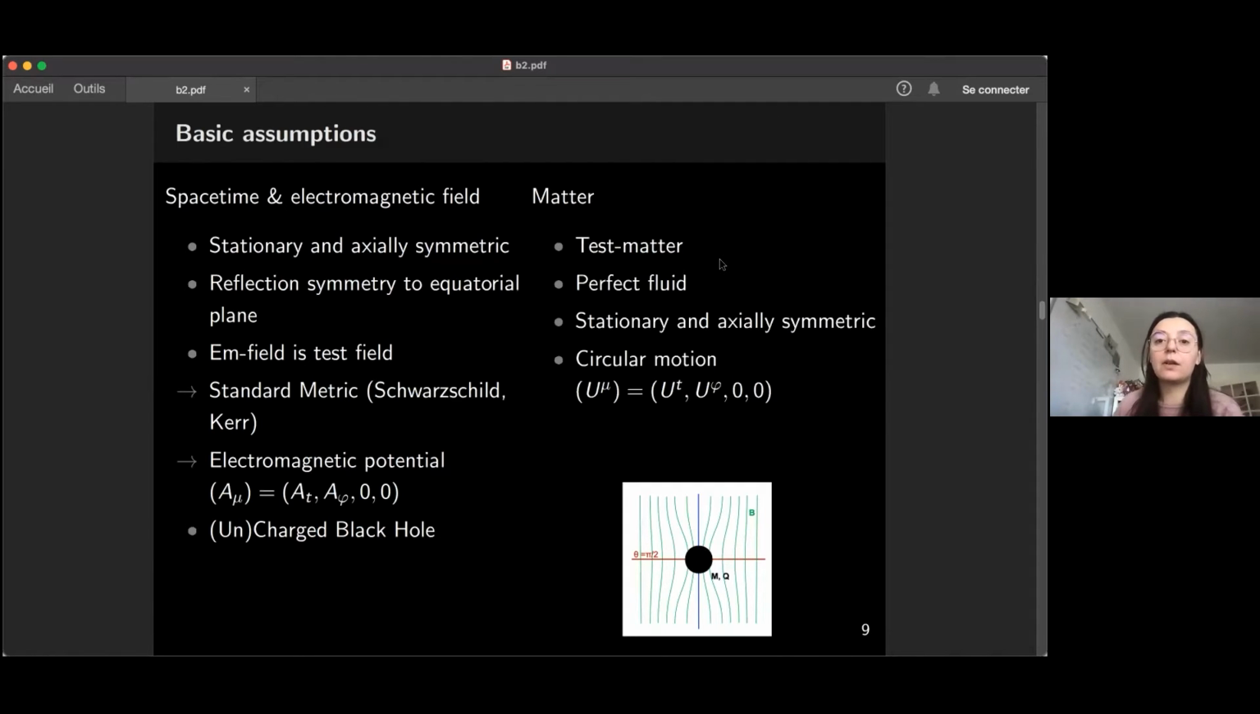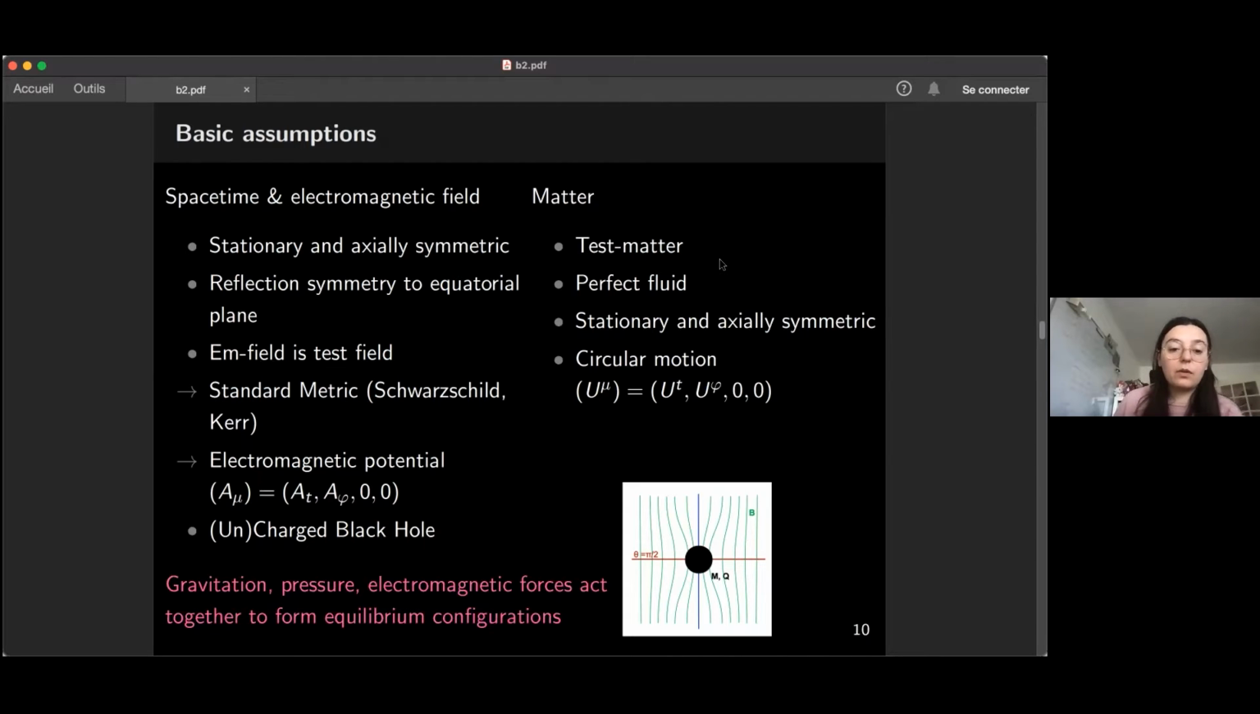What about the matter? We have a test matter. Same, the internal forces of the fluid are not taken into account, so no self-gravity, no self-magnetic interaction. It doesn't influence the space-time. We have a perfect fluid, stationary and axially symmetric, and as I said at the beginning, in circular motion, so only U^t and U^phi, no radial movement. The gravitation, the pressure, and the electromagnetic force are going to act together to form equilibrium configurations.